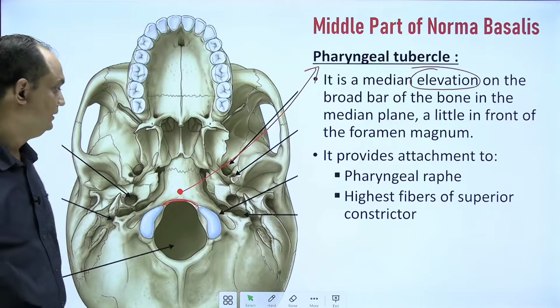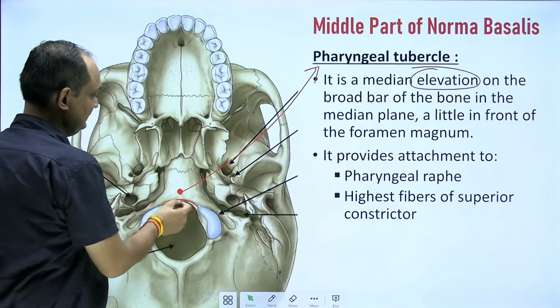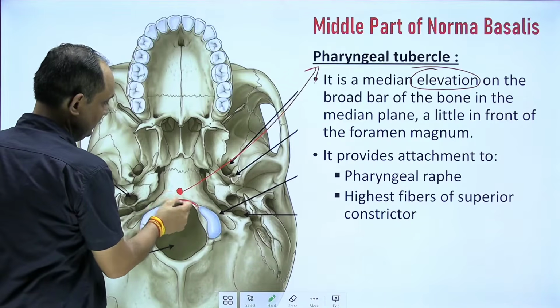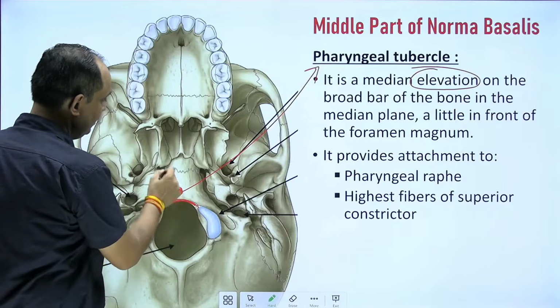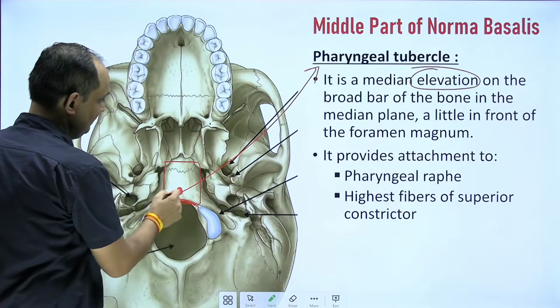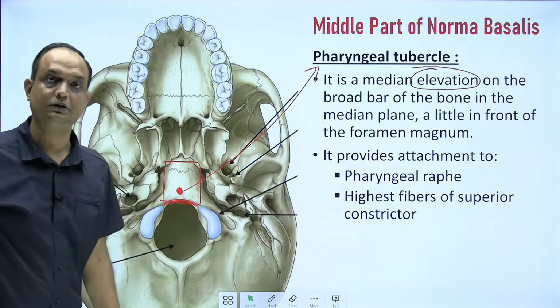You have the spotting, and you will have to keep this in mind that if somebody puts a mark in front of the foramen magnum on this midline bony bar, my answer has to be the pharyngeal tubercle.